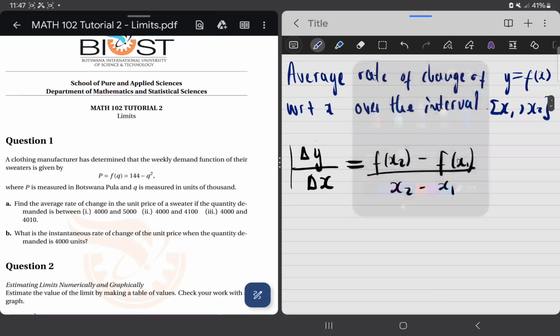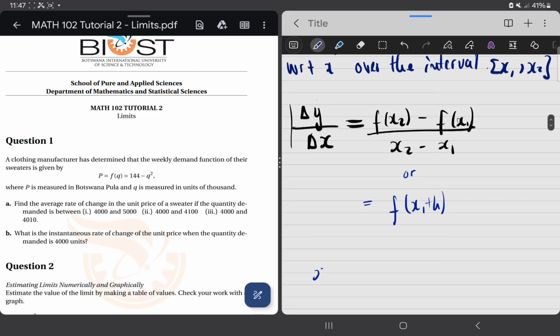Sometimes you can see them say it'll be equal to f of x1 plus h. h will be the difference between x1 and x2. So like you have x1 here, and if you move h, you get to x2. So h is the distance between them. So if you say x1 plus h, it will be x2, minus f of x1. We know that x2 is just x1 plus h, then it will be all divided by x1 plus h minus x1.